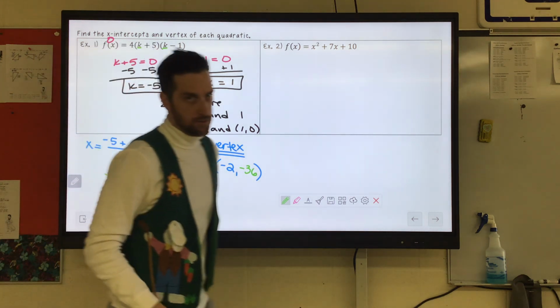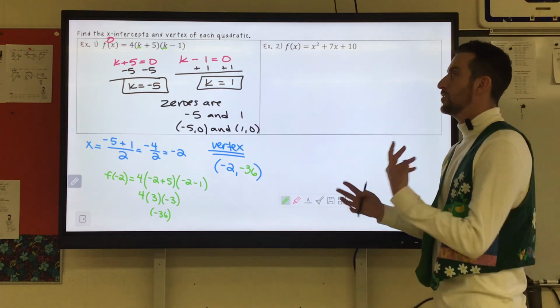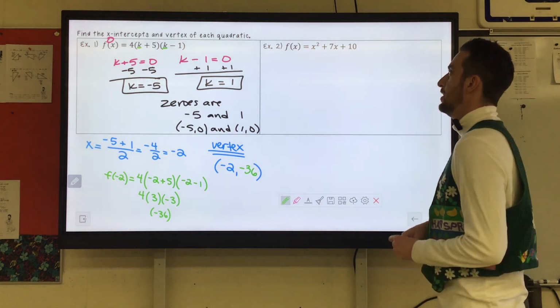Whew, a lot of new stuff there. A lot of it. But this all comes into play when we are graphing. So let's try example 2.